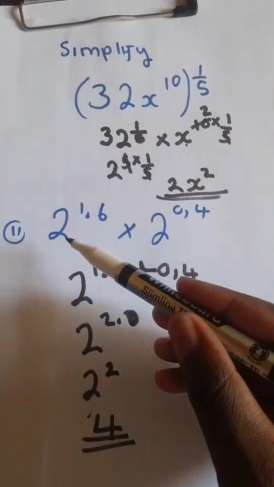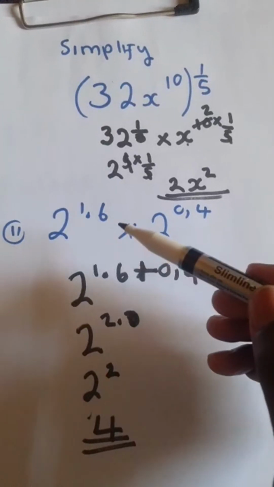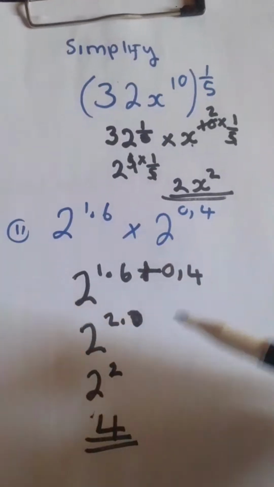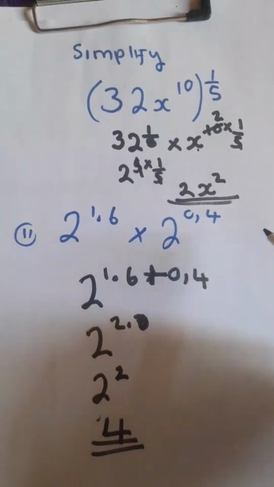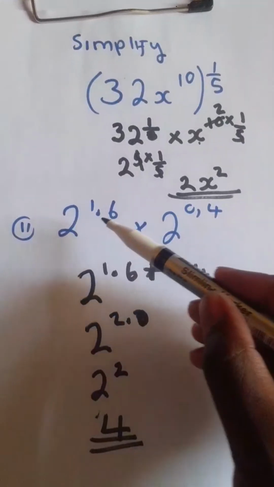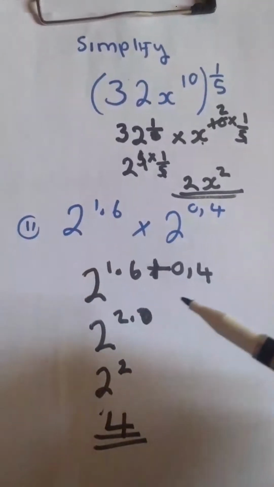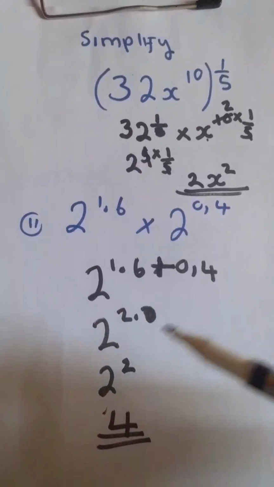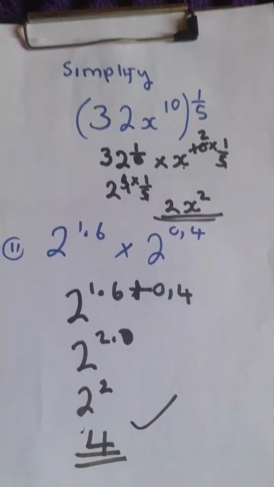So that's 2 to the power of 1.6 times 2 to the power of 0.4. We're asked to simplify it. Remember, whenever we multiply, we add our index powers. So we add 1.6 plus 0.4 to get 2.0, which is the same as 2. So 2 raised to the power of 2, we get a positive 4.